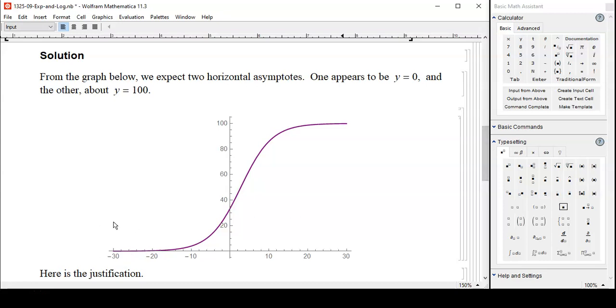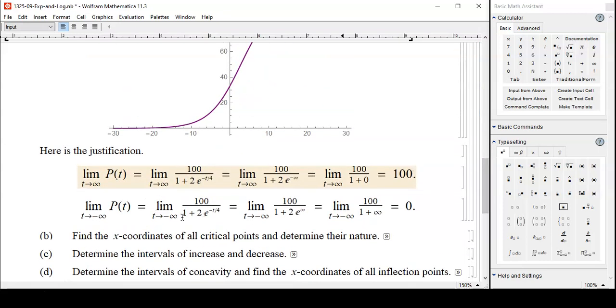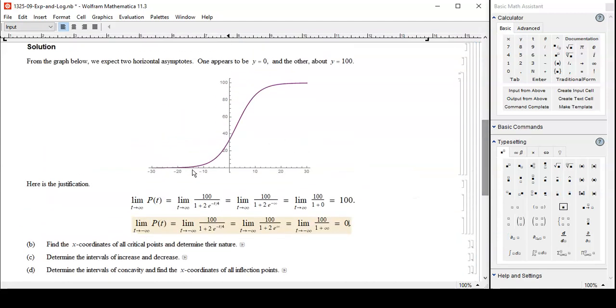How about to the left? It looks like I'm going to 0. Indeed, you're going to 0. t is going to negative infinity, so this is e to the positive infinity now, because negative times another negative. E to the positive infinity is infinity, times 2 is infinity, so basically we have 100 over infinity. That goes down to 0. So the graph will give you the answer, and then the justification comes from the limit computations.